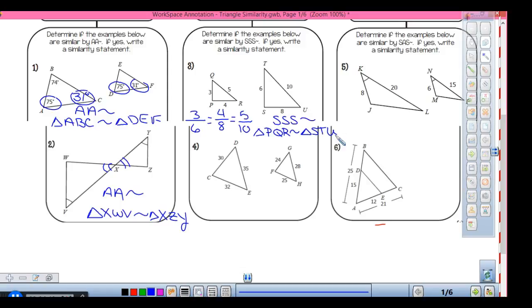Okay, so I always go, okay, what's my smallest side here? 30. Has to go with the smallest side here. 30 is to 24 equals, next side here, 32 over 25 equals 35 over 28. Alright, so quickly check to see if these are equal.